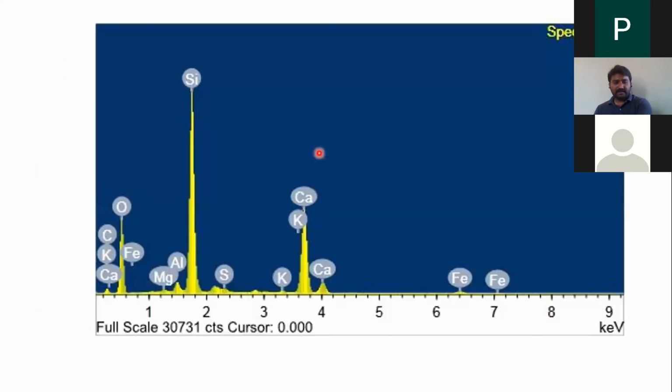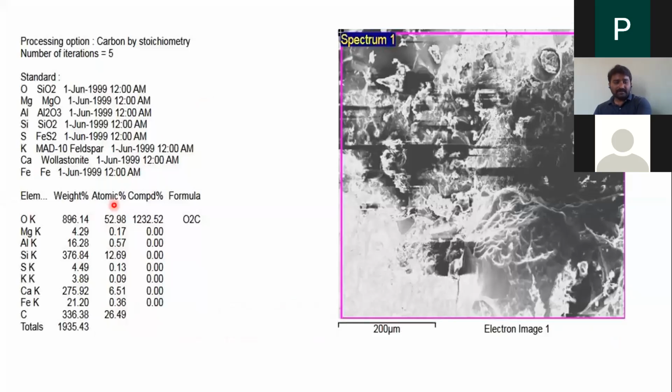Also, we'll get another spectrum like this. See, the silicon content here is very high. And different components, iron is available, calcium is available, potassium, all those materials are available. But with respect to the intensity, you can easily identify which compound is higher. But if you want to see the value, then you have to go for atomic percent values.